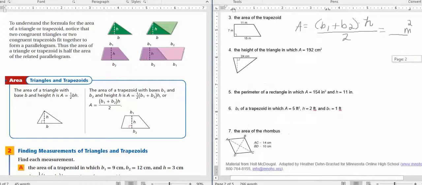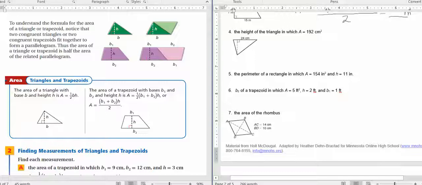Now let's find one that's a little bit trickier. Number 5 is a couple steps to solve this one. In number 5, we have the perimeter of a rectangle in which the area is 154 and the height is 11. Let's write down what we know. The height's 11. The area is equal to 154 inches squared. So we need to figure out what the base is from that information.